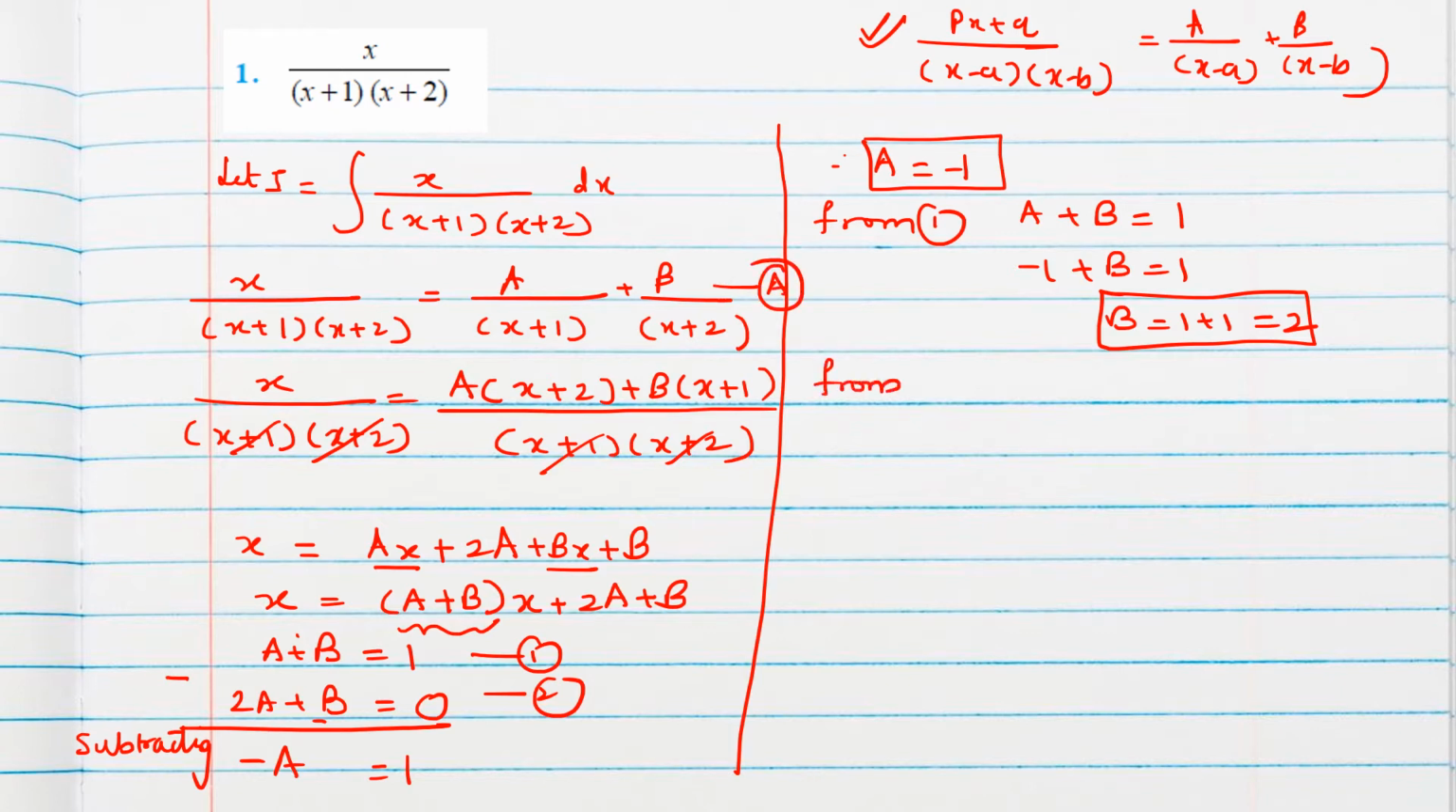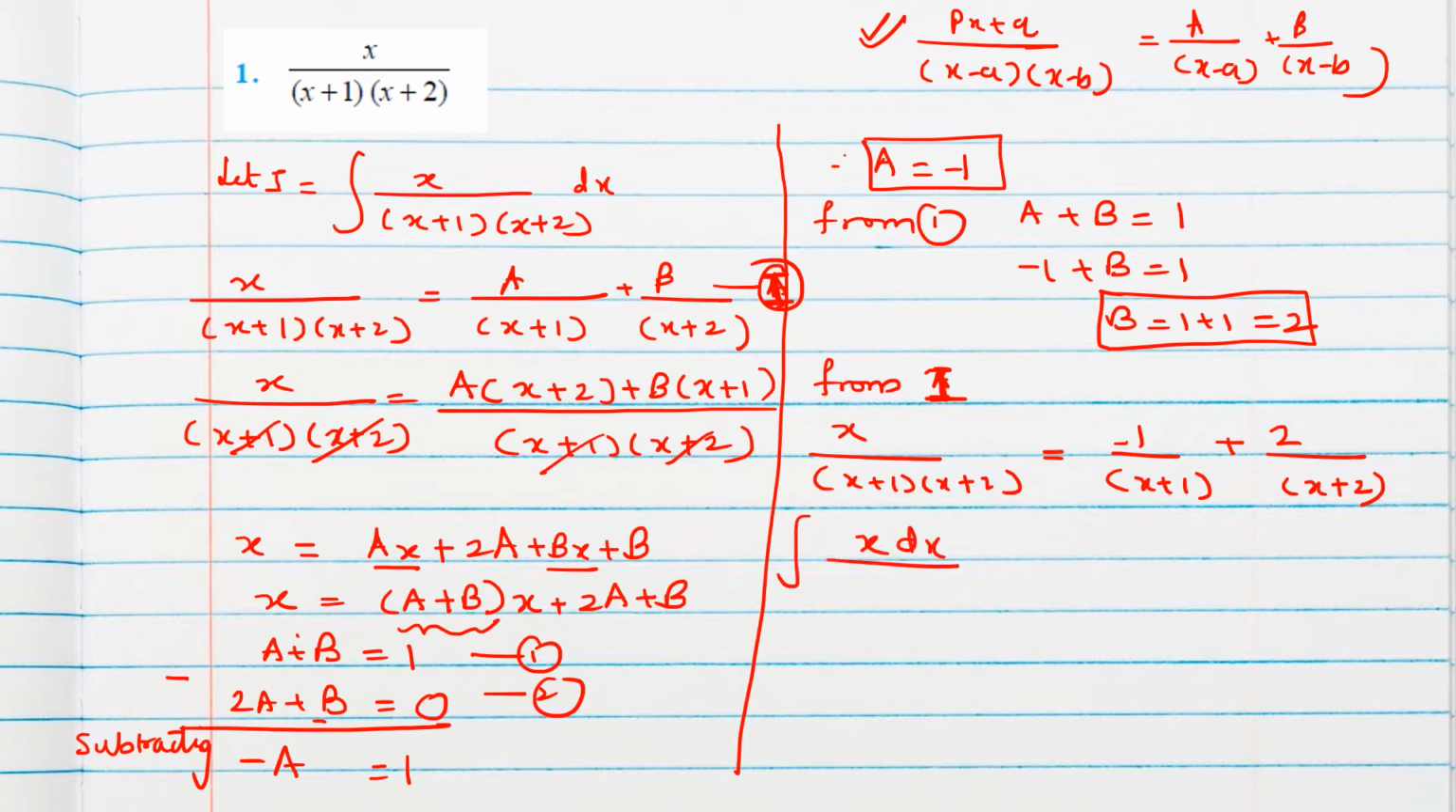So the partial form will become, or Roman 1 you can write, x by (x plus 1)(x plus 2) equals, A we can write as minus 1 by (x plus 1) and plus B is 2 by (x plus 2). Okay, here we substituted the A and B values. Now take the integral. So x dx by (x plus 1)(x plus 2). Here take the integral and separate also, plus 2 will be out.